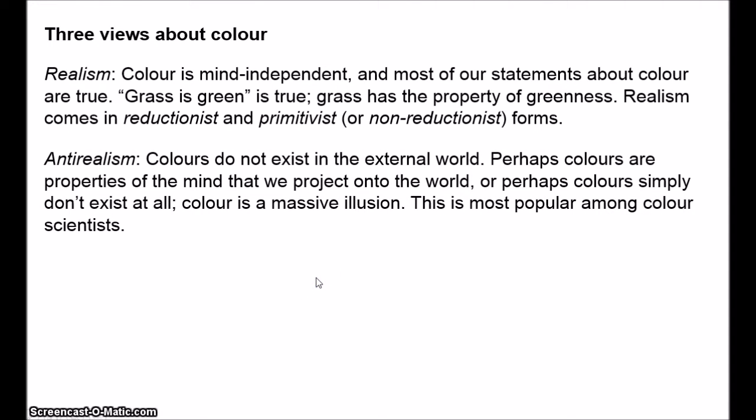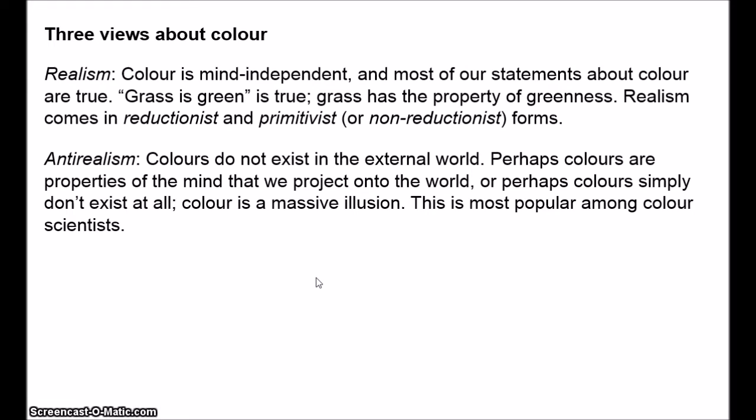Second, anti-realism. Anti-realism is the claim that colours do not exist in the external world. Nothing out there is coloured. So immediately the vast majority of our colour judgments are going to be wrong. Grass is not green. Bananas are not actually yellow. So one option is to say that colours are properties of the mind. They're perhaps properties of sense data or something like that, which we project onto the world. More strongly, we might hold that colours simply don't exist at all. Colour is just a massive illusion. And this is colour eliminativism.